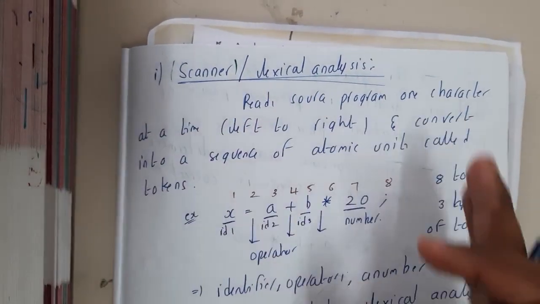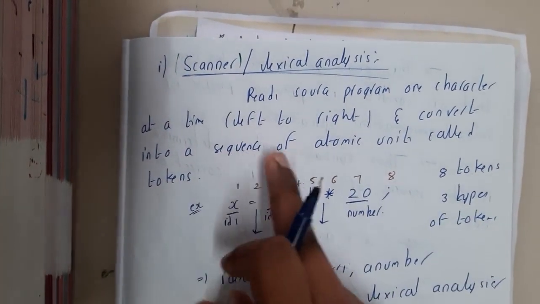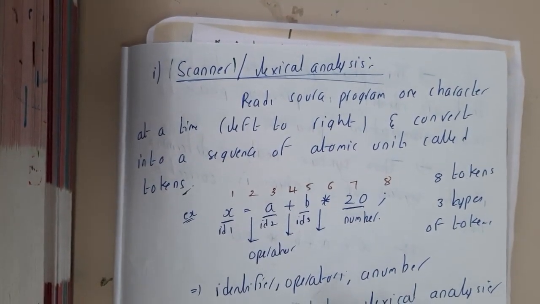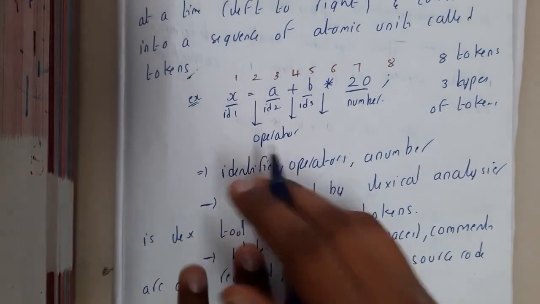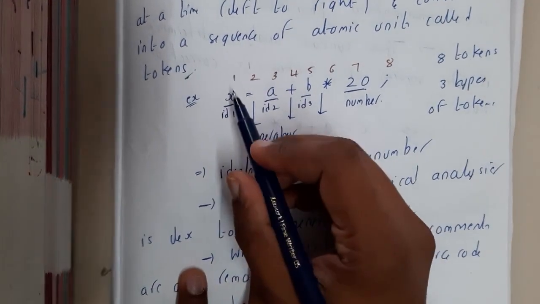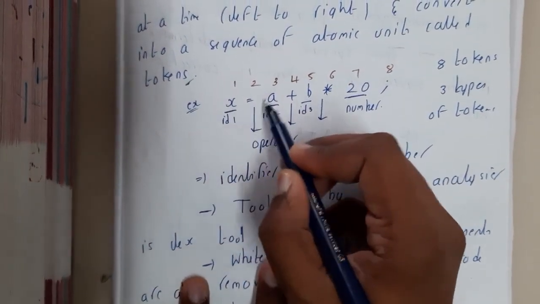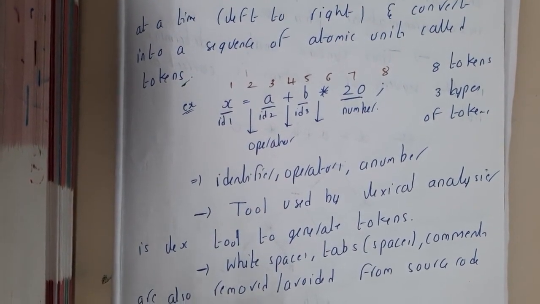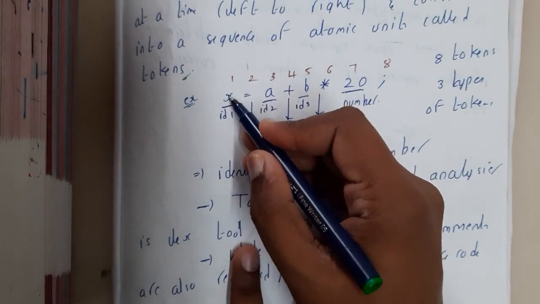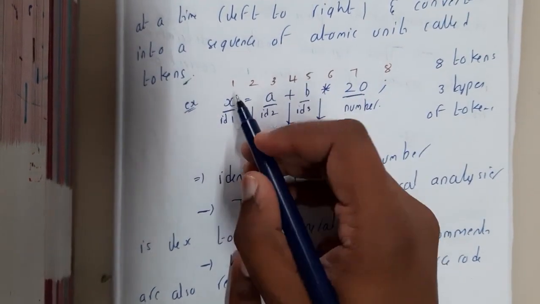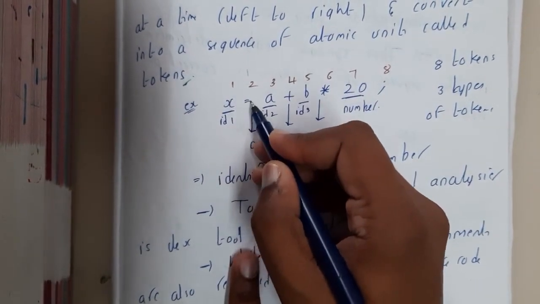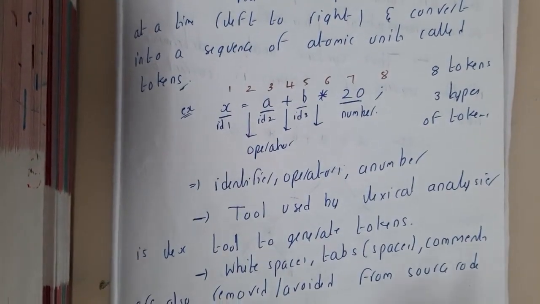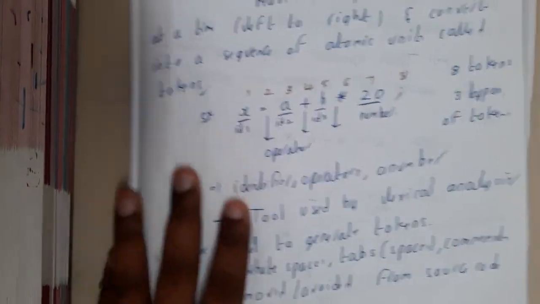So it will be reading from left to right and converting it into a sequence of atomic units called tokens, guys. Tokens are the exact representation of these things. The things that you break into smaller pieces are the tokens. If you observe here, x can be divided into a single piece, that is one token. Equal to is another token, a is one type of token, and in that way, these tokens are identified, guys.